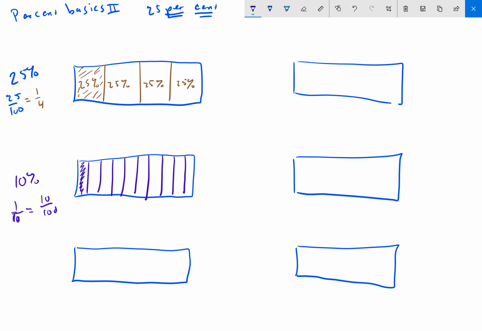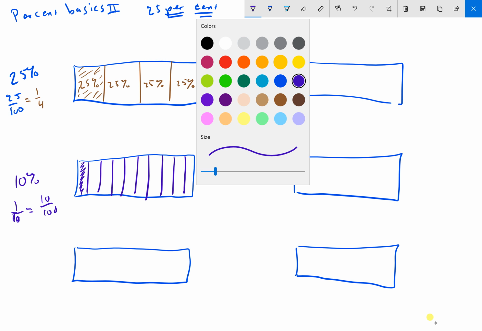Now, the reason I'm saying this is because if you know that 25 over 100 is the same as 1/4, because of my picture, it makes life a little bit easier. And I'm going to do one more. Well, that's not true. I'm going to do a couple more.